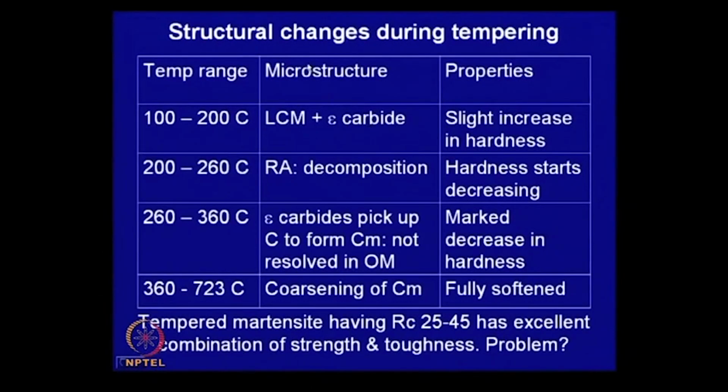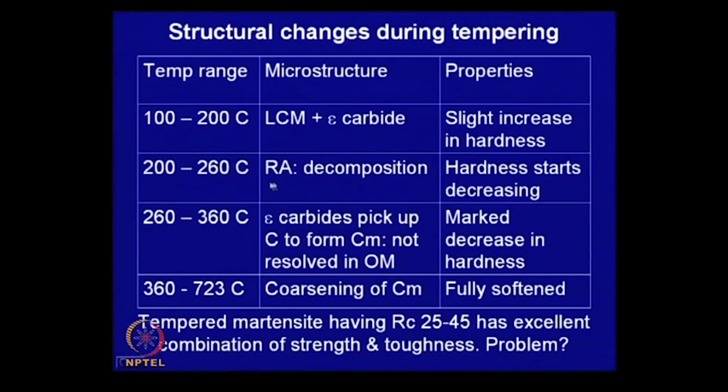To sum up, the structural changes that take place during tempering are listed by temperature range. In the lower temperature range, high carbon martensite gets converted into low carbon martensite plus epsilon carbide. Property wise, there is sometimes a slight increase in hardness. Sometimes people reported, particularly in alloy steel, some amount of brittleness as well.